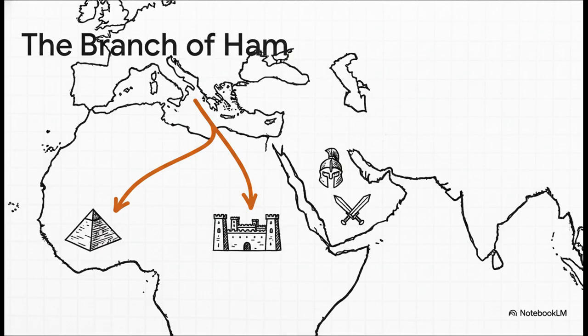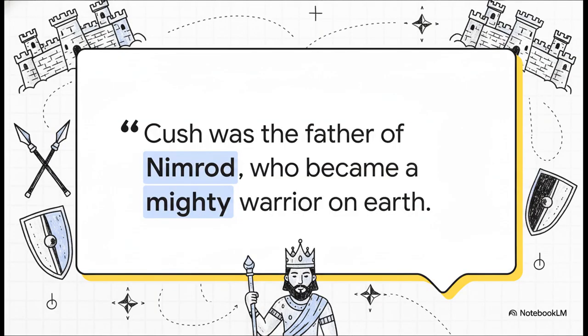From this line, you get some of Israel's most famous neighbors and, frankly, their biggest enemies, including the Philistines and the super-powerful Hittite Empire. And then, right here, the text does something really unusual. In this huge sea of names, it just pauses to give us one specific detail about a guy named Nimrod, a descendant of Ham.